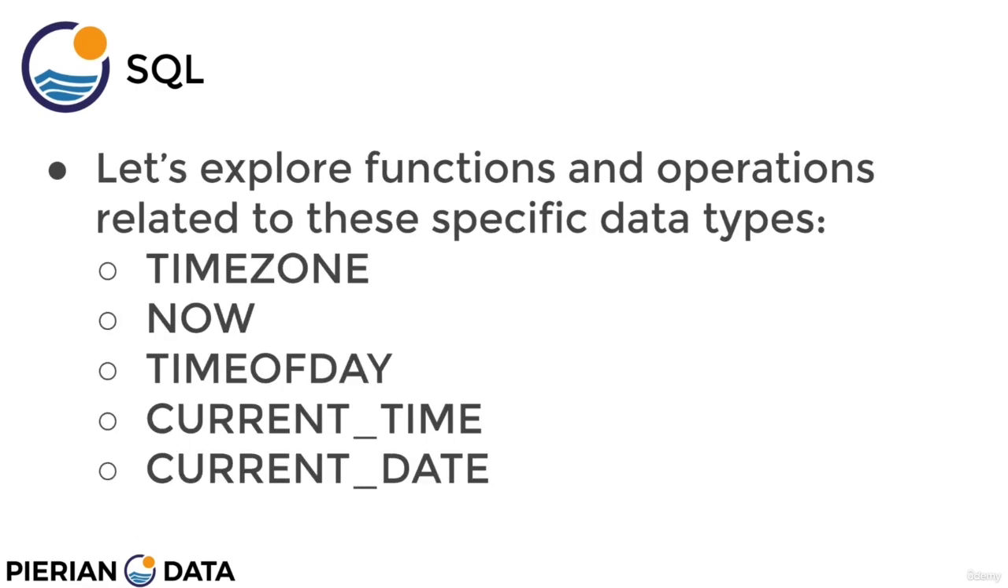Now, with that being said, I want to just quickly explore a couple of functions and operations related to these specific data types, and those are time zone, now, time of day, current time, and current date. And as I mentioned, these are more useful when we're creating tables or having a table automatically populate entries based off when something is actually created, like what time this row is actually being created.